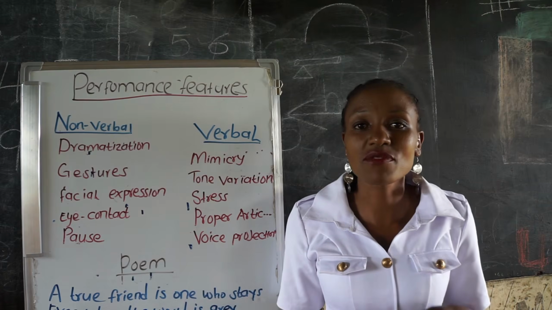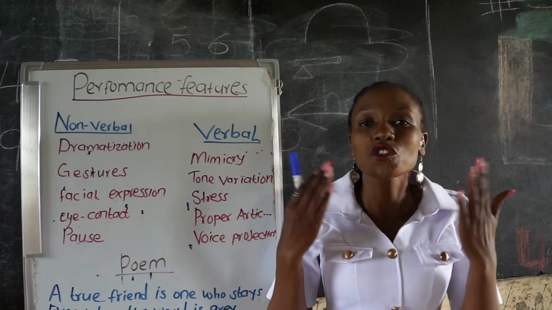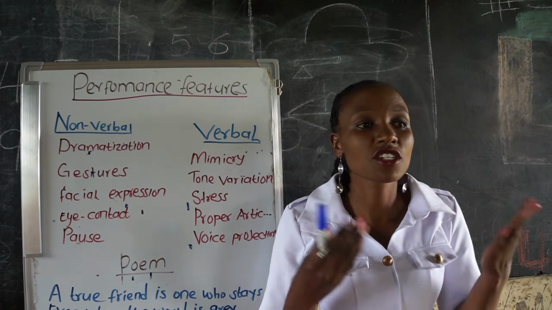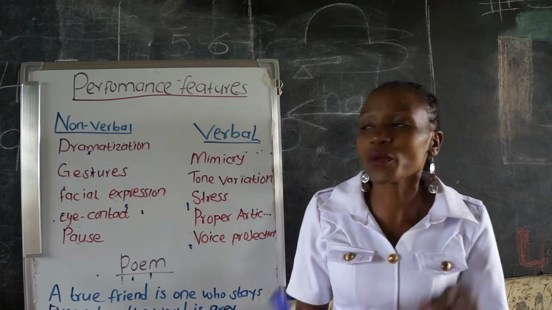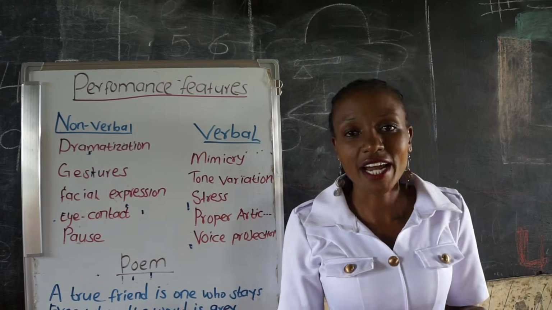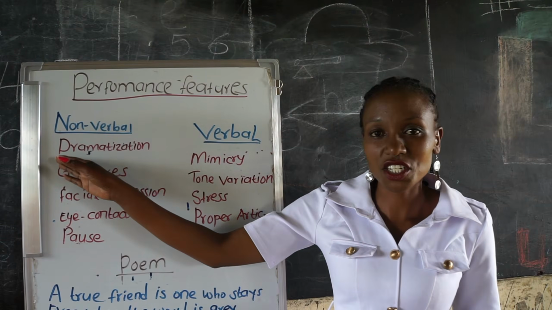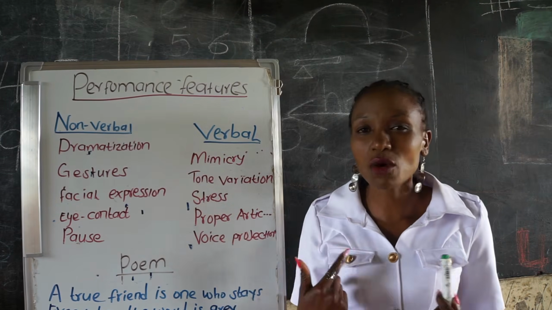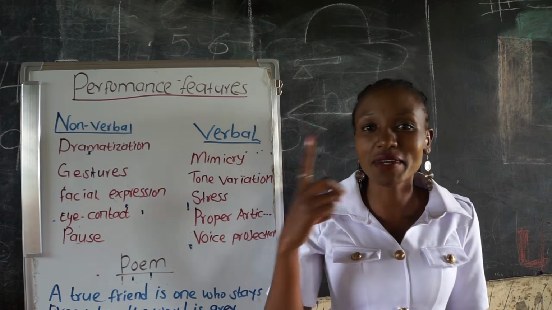Verbal ways. Now in the verbal, you're using your words to express your message, to capture the attention of the audience, etc. The first way is mimicry. Mimicry is the opposite of dramatization. So we were imitating an action at that point, but now we are going to imitate the voice, which means you have to speak.